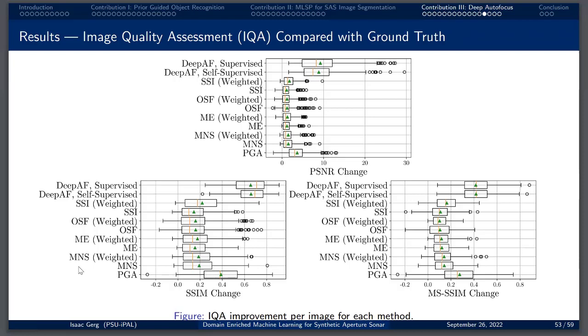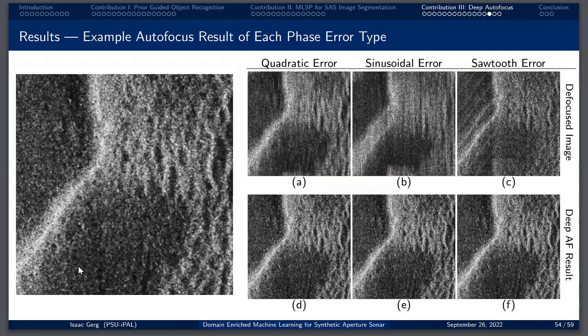You can see that for all these metrics, there are some images in which the autofocus performance actually does worse than to start, and also that with the deep autofocus methods we don't experience that kind of error. So I'll show some qualitative results. Here's an original well-focused image. I'm just showing the 3 different types so that I can tease them out: quadratic, sinusoidal, and sawtooth.